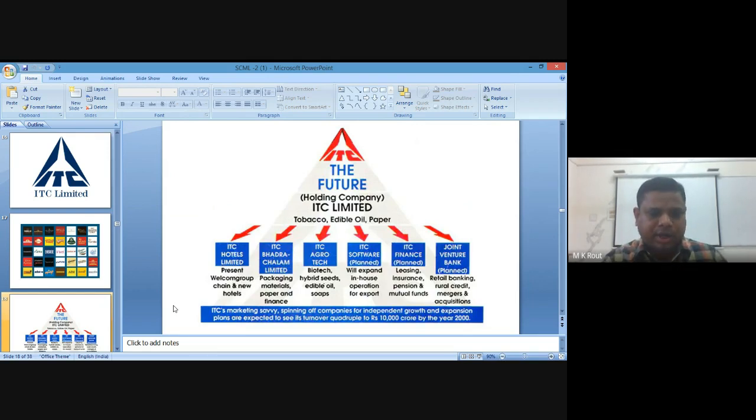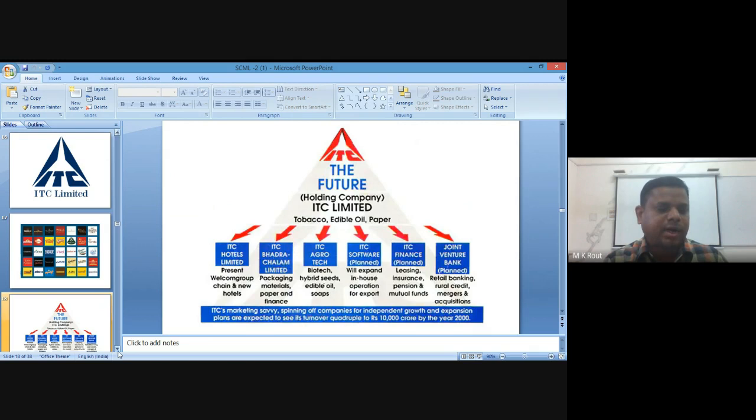So moving to the next one, ITC's marketing savvy and spinning off of companies for independent growth and expansion plans are expected to see a turnover of quarter to 10,000 crore by the year 2000. Basically, initially they focused on tobacco, then they diversified towards different businesses like hotels, Bhadrachalam Limited, agro, software, finance, and banking.